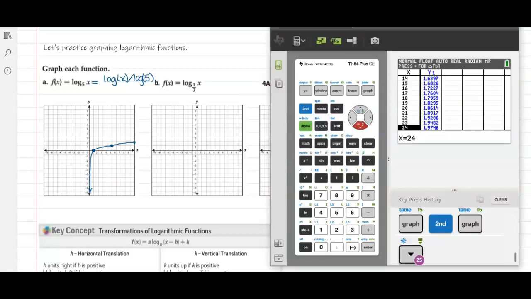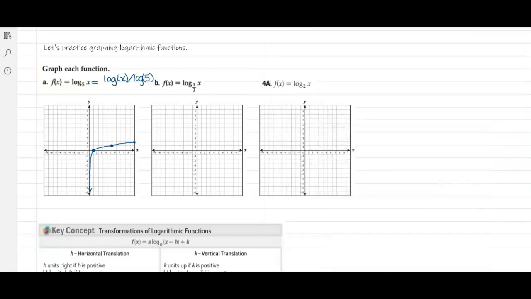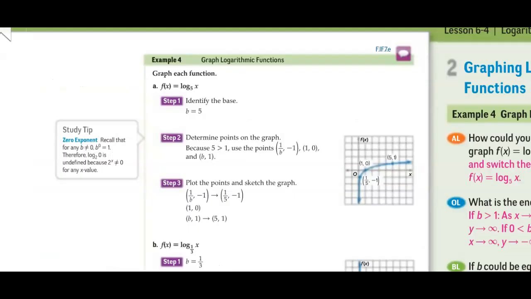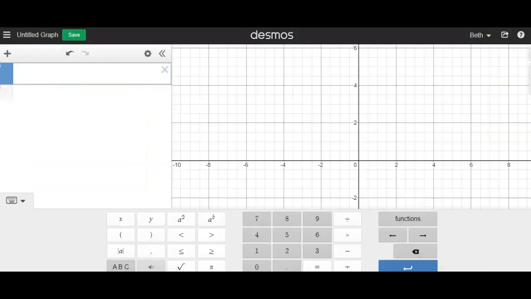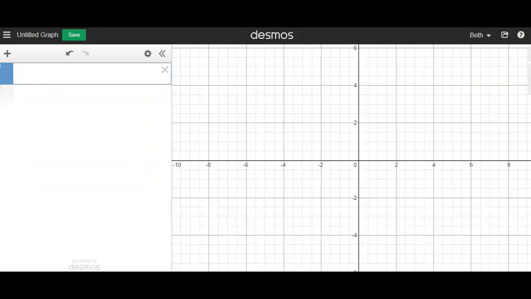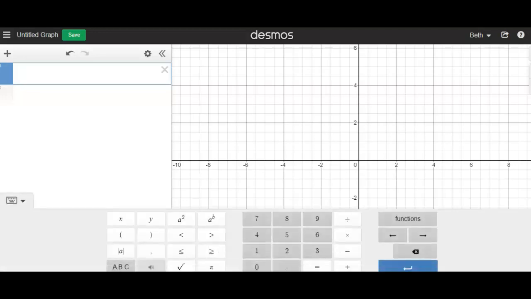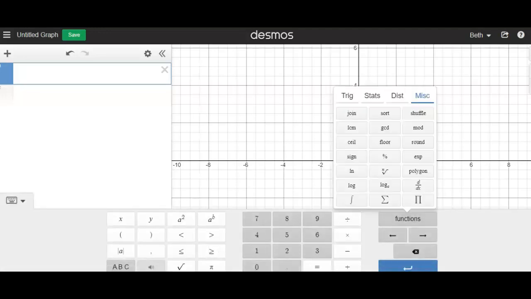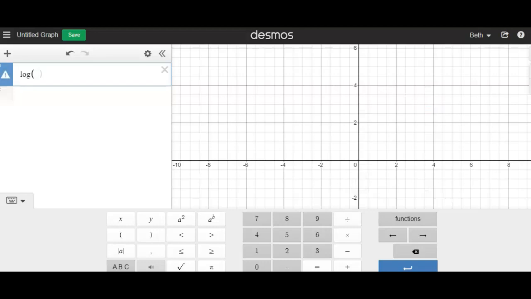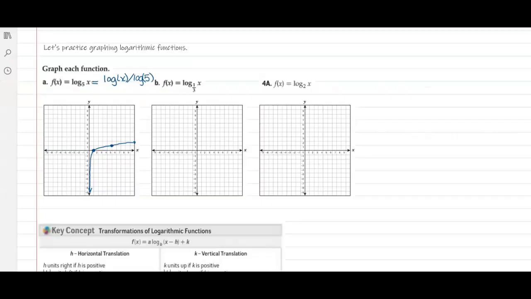Let's try the next one. Instead of using our TI calculator, I'm going to use Desmos to show you how you can type it with Desmos as well. When you pull up your Desmos calculator, you open the little keyboard at the bottom, and press Functions. We want to go all the way over to Miscellaneous. We'll press Log.